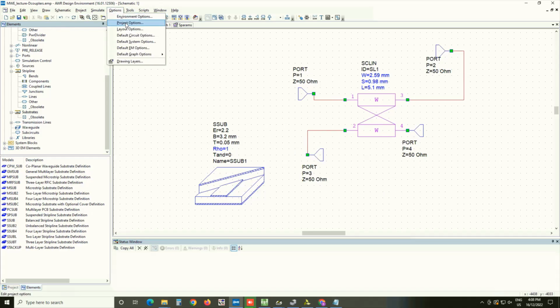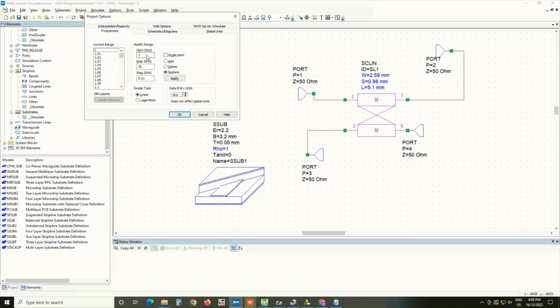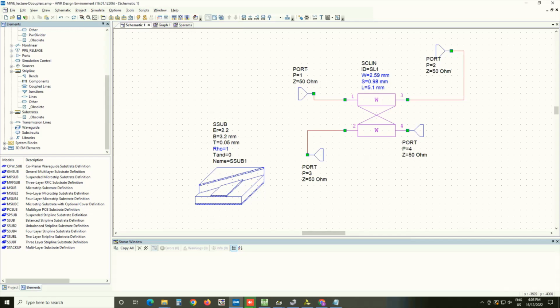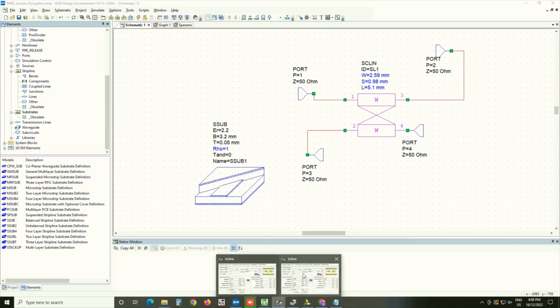We go to project options, and oh, we forgot to set one thing, which is the length. Actually, I know why all those numbers changed, because I opened a new one.